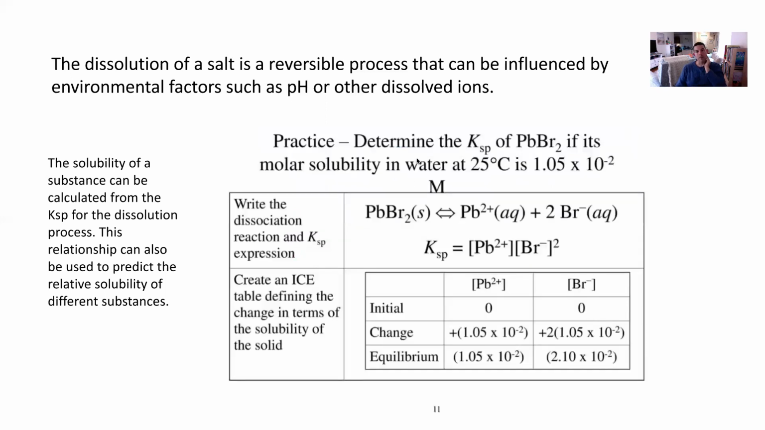You may see problems like this, where you are given the molar solubility and you're asked to go back and solve for the Ksp. Determine the Ksp of PbBr2 if its molar solubility in water at 25 degrees Celsius is 1.05 times 10 to the negative 2. That is x, so we're going to get plus x and plus 2x. We have the equilibrium values, and we would substitute them in here. So the 2.1 times 10 to the negative 2 would have to get squared. You would multiply it and solve for a Ksp. Pretty straightforward problems.